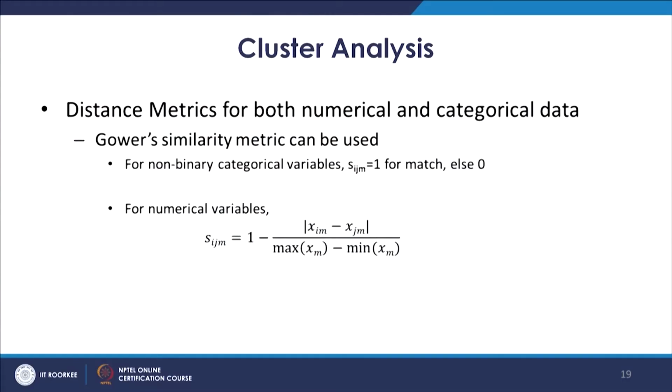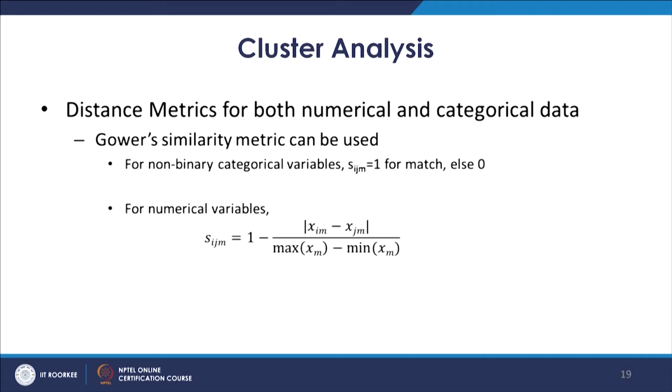For numerical variables, we could use this formula to compute SIJM values. As you can see, it is 1 minus, then in the numerator XIM minus XJM, divided by the max of XM minus the min of XM. So this particular formula can be used.